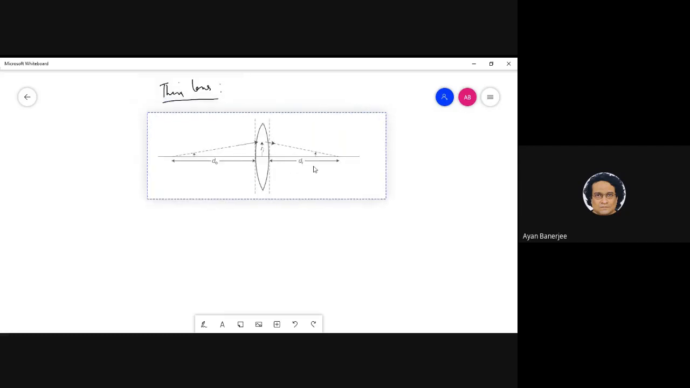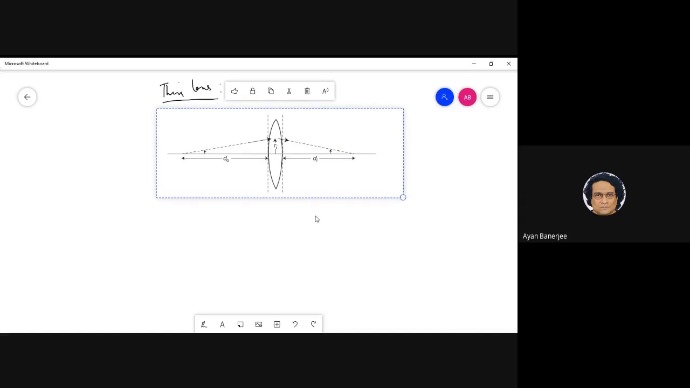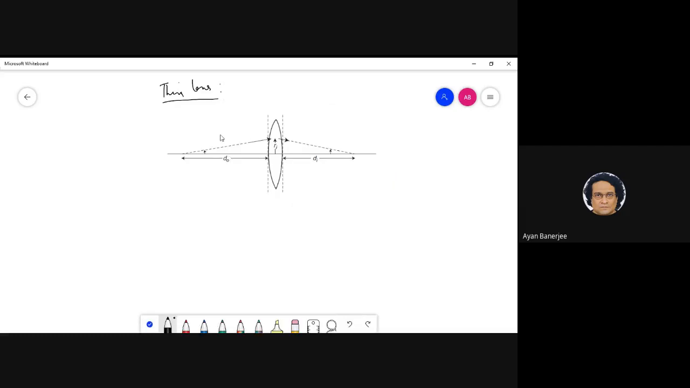This is my thin lens. Okay, so as you see, typically we measure with respect to this axis which goes to the center of the lens. And now come the very crucial conditions.